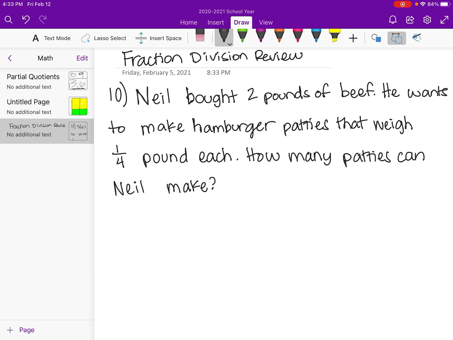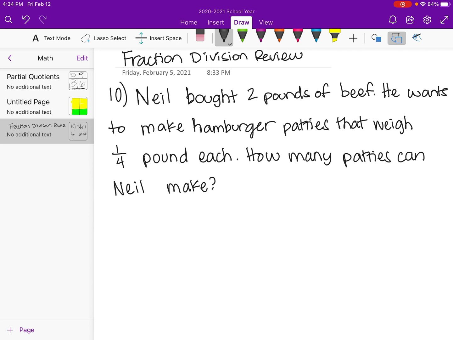Okay, question 10 on our fraction division review. The question is, Neil bought 2 pounds of beef. He wants to make hamburger patties that weigh 1/4 a pound each. How many patties can Neil make?